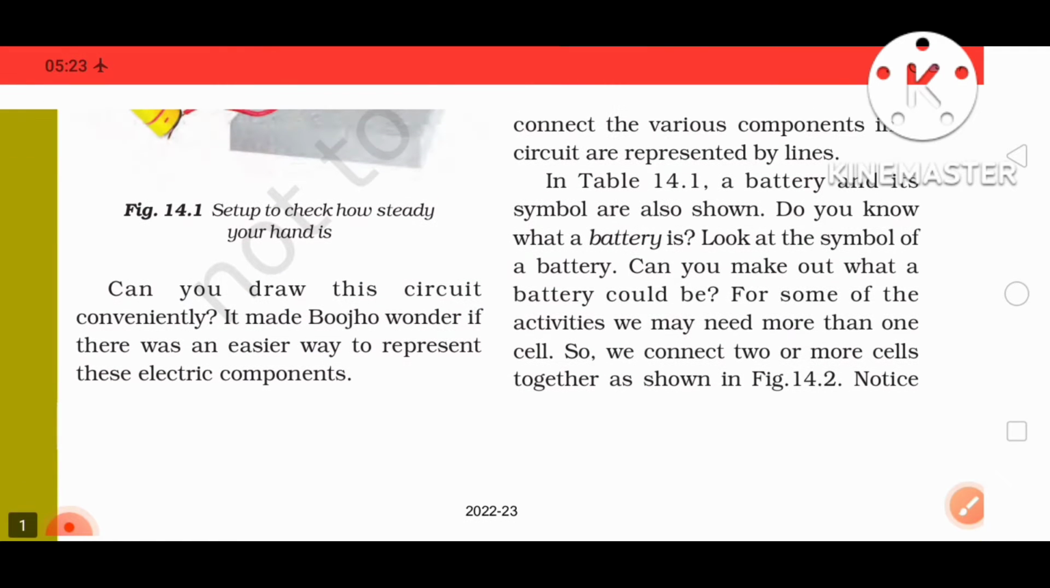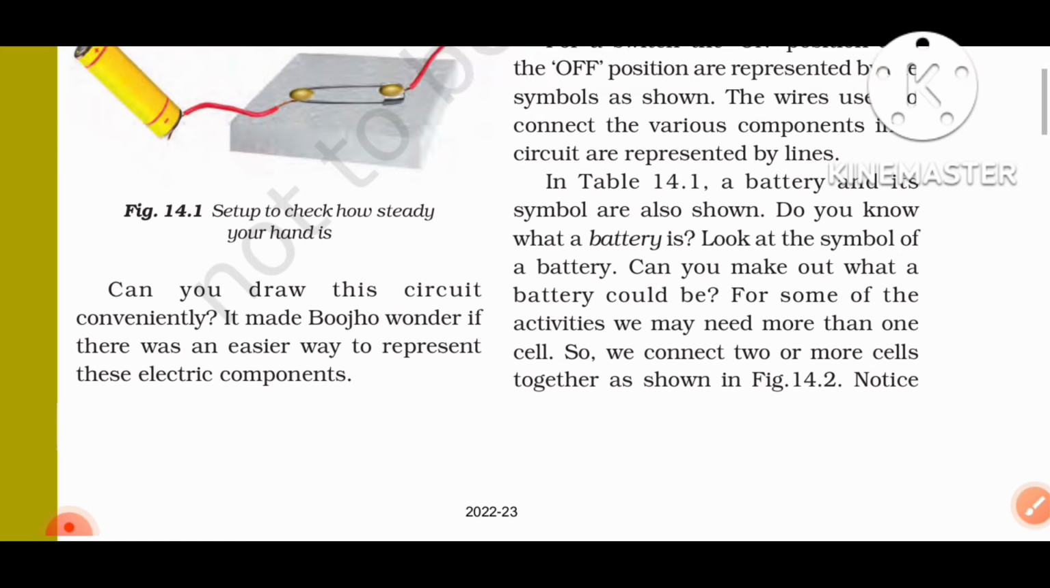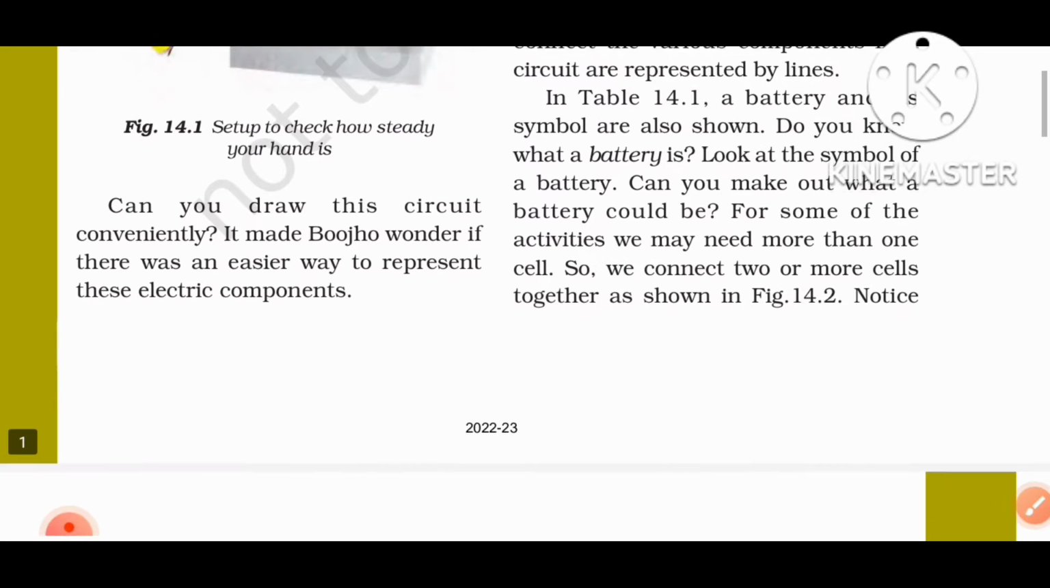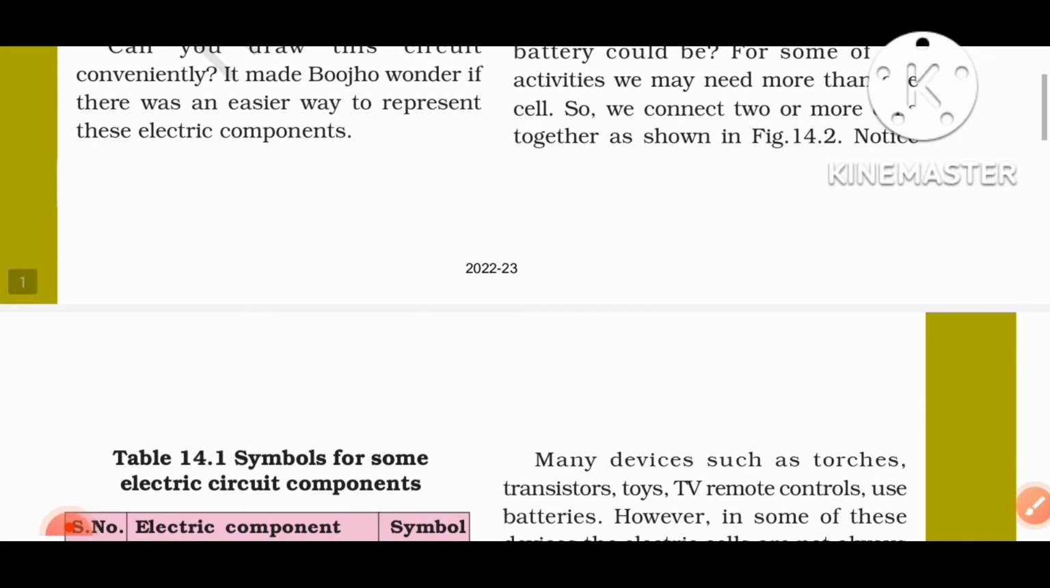In table 14.1, a battery and its symbol are also shown. Do you know what a battery is? Look at the symbol of a battery. Can you make out what a battery could be? For some of the activities, we may need more than one cell. So, we connect two or more cells together as shown in figure 14.2.